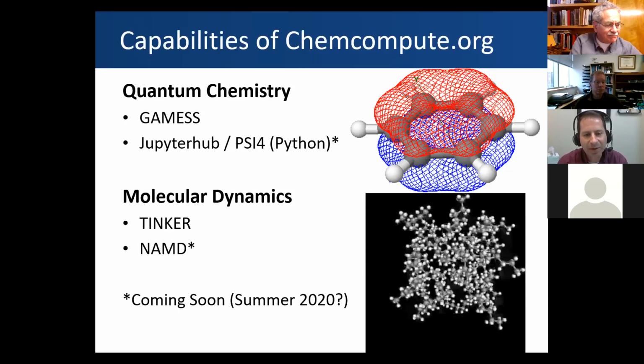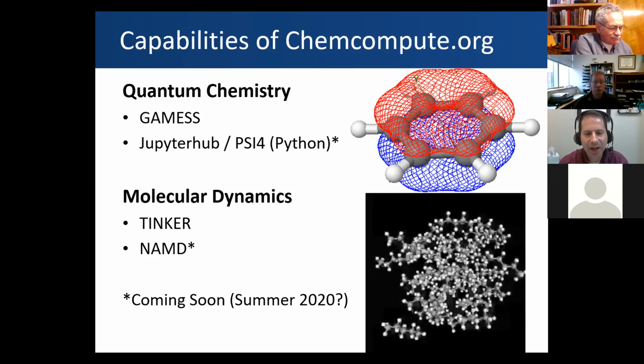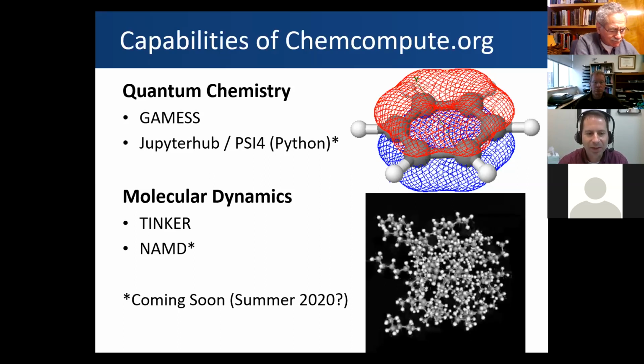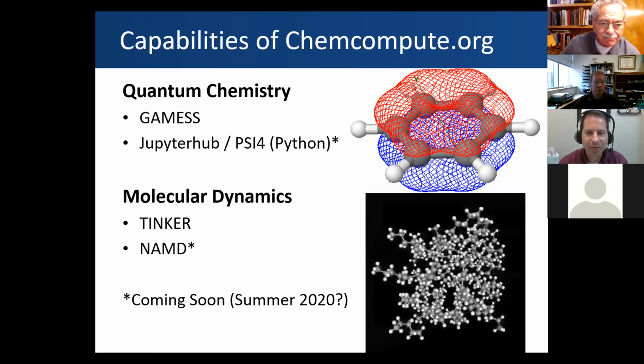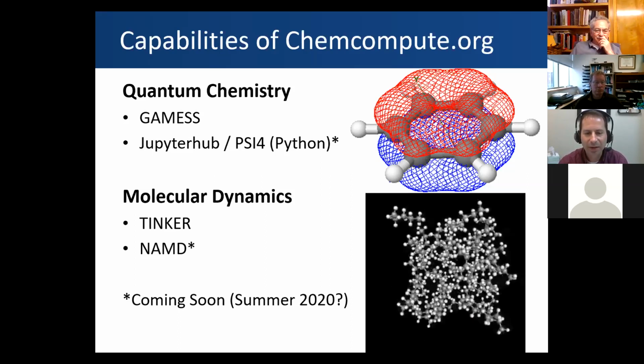Also on the website, we have molecular dynamics, where you can look at how molecules move. Right now we have a program called Tinker, which you can use to look at these properties. These are molecules of pentane that we have moving around. Hopefully this summer, also with the new version of the website, we'll have one called NAMD, which is a more commonly used one. People use it for research, so it'll just be a more familiar interface for people.